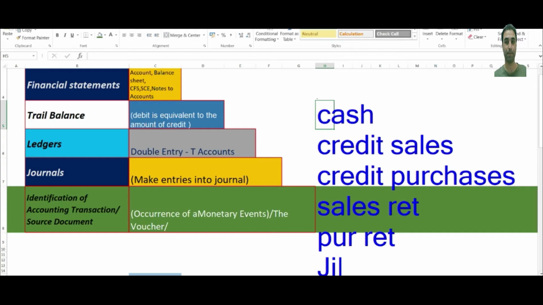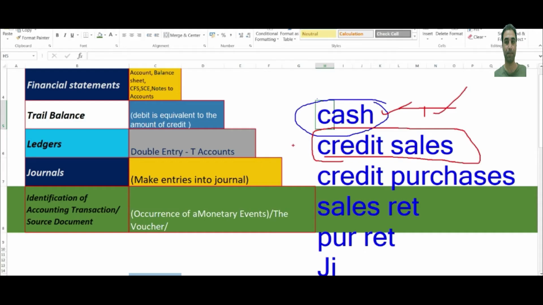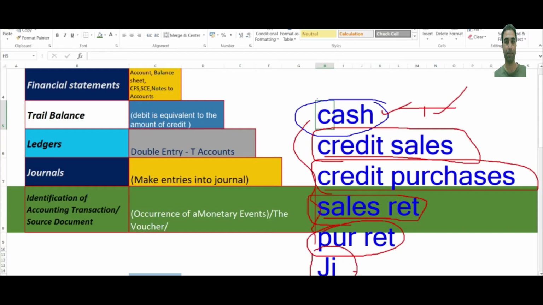I'm just going to give you a brief concept. All the cash transactions, where you have paid cash or received cash, you record in your cash book. All the credit sales you record in a separate book called the sales day book. All the credit purchases you record in a separate book called the purchase day book. All the sales returns you record in the sales return book, and purchase returns in the purchase return book. And whatever you are not recording anywhere else, you record in the journal. This was a brief description of how you record.